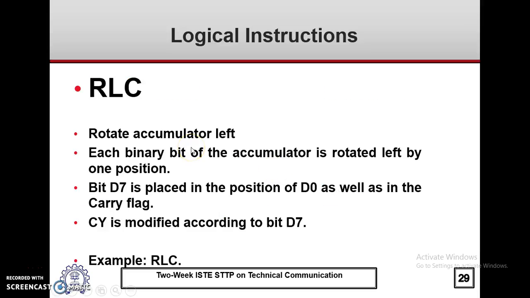RLC: rotate accumulator left. Each bit of the accumulator is rotated left by 1 position. Bit D7 is placed in the position of D0 as well as in the carry flag, and CY is modified according to the bit D7.